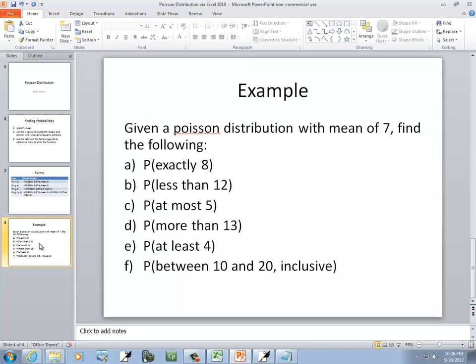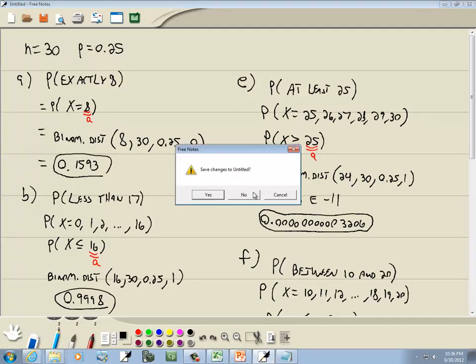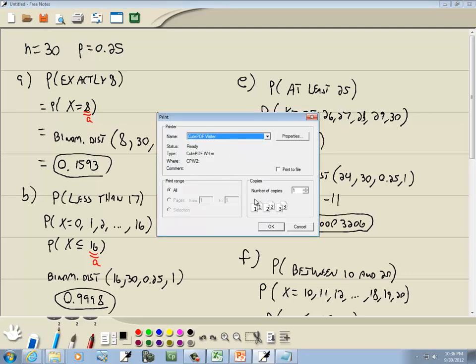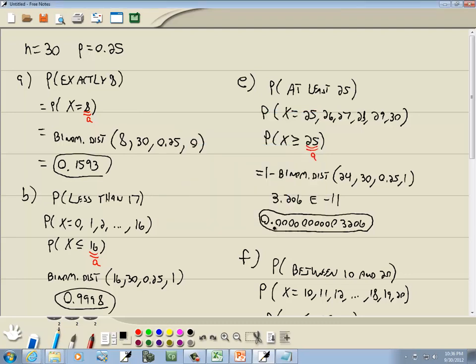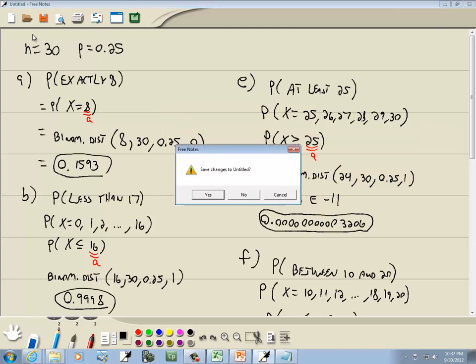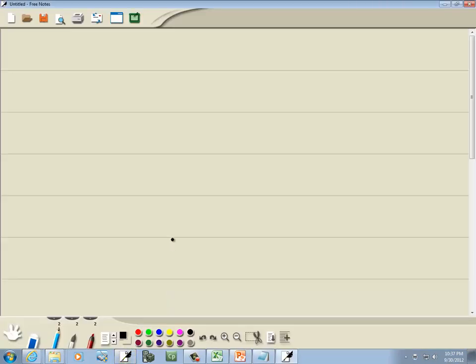Okay. Let me save that actually. There we go. ES Lab. Binomial probabilities. Page 01. Try it again. Okay, here we go.